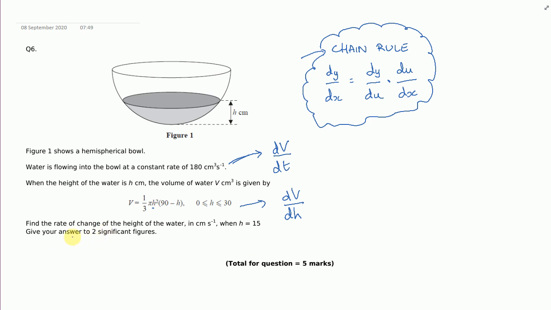And when we come to the end, they say find the rate of change of the height of the water in centimetres per second when h is 15. So that is a dh/dt term.